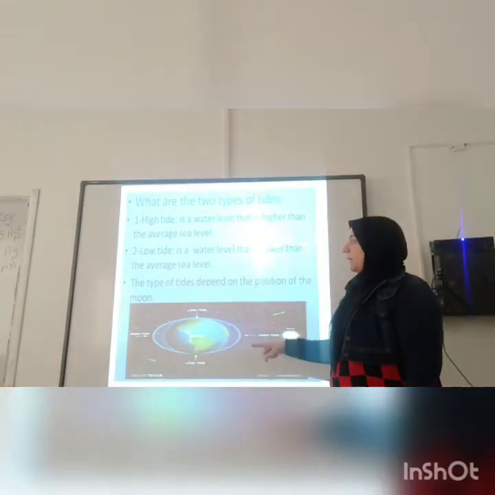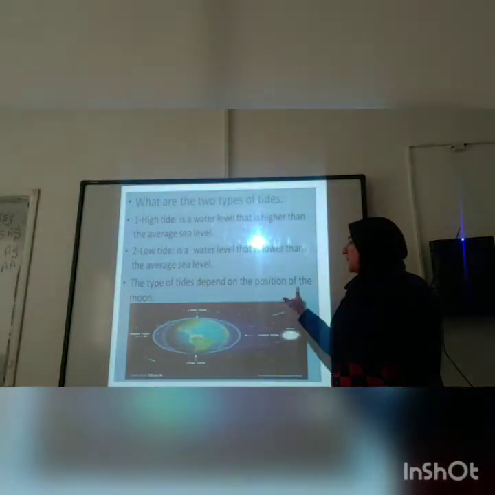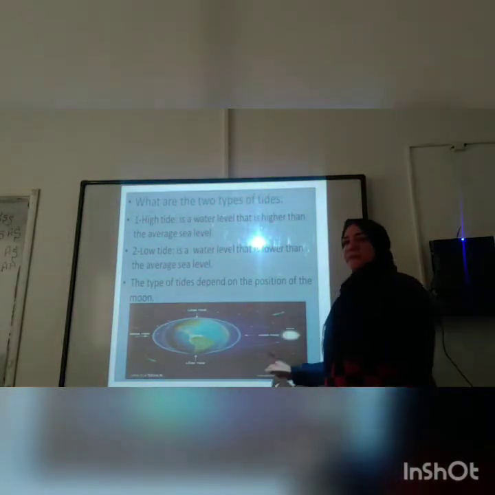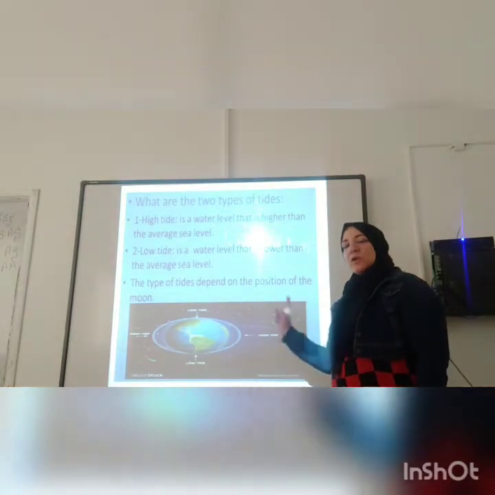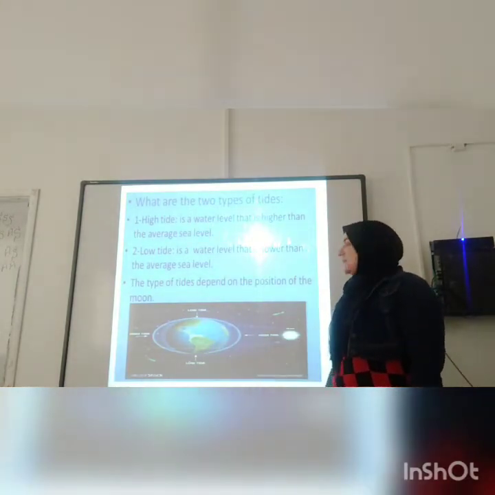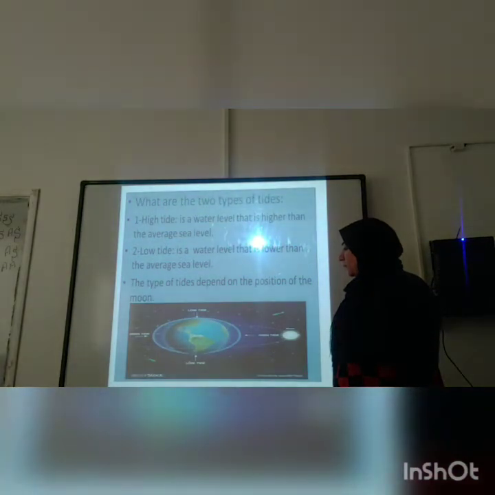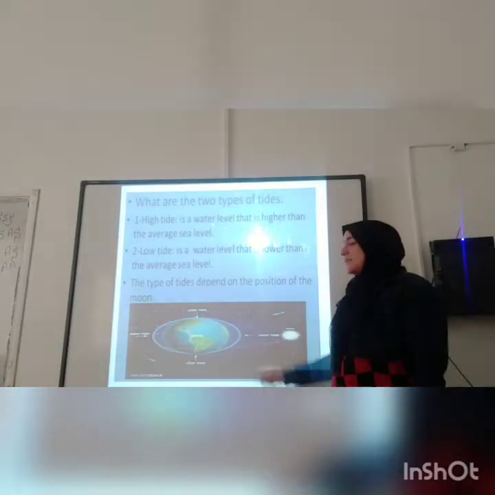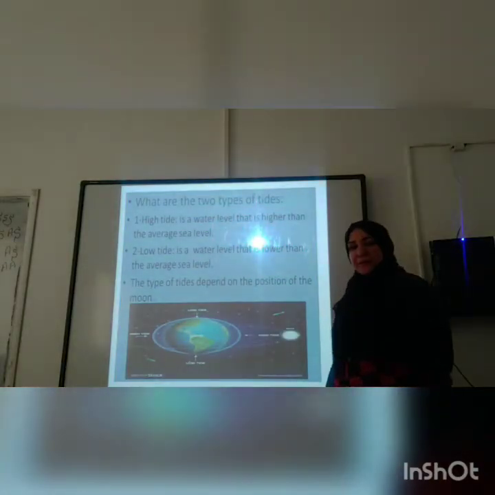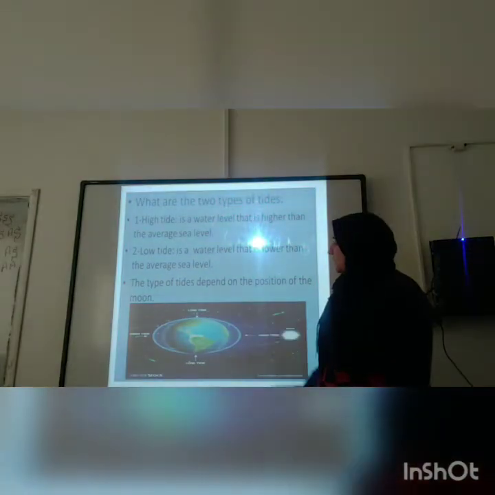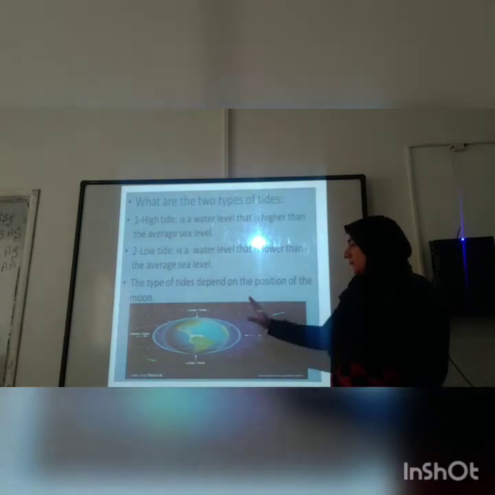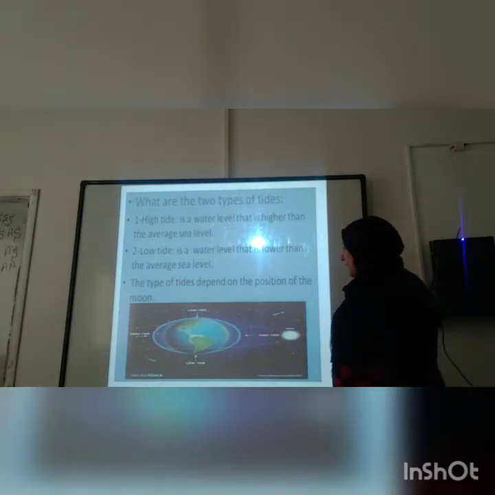Okay, these two tides depend on what? The position of the moon. Do you know the moon rotates around the Earth in a cycle called a lunar month, every month? Sometimes the moon is near to the Earth and sometimes the moon is far from the Earth. Okay, when the moon is near, it causes low tide, and when it's far, it causes high tide.